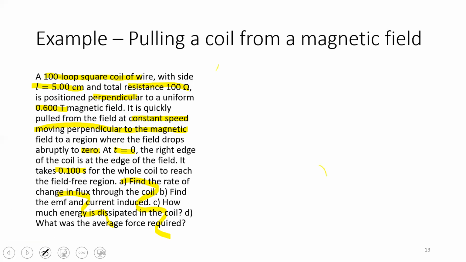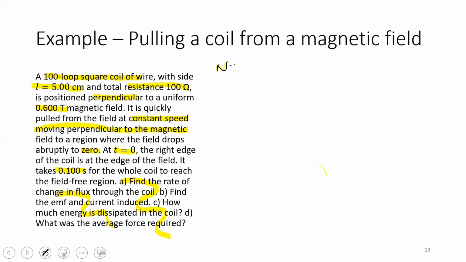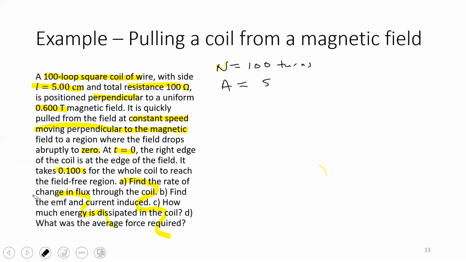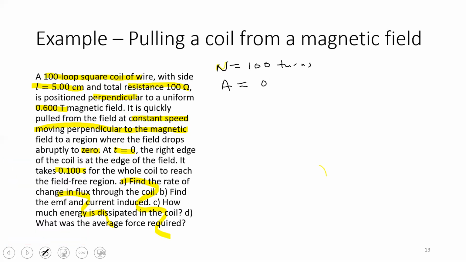We are given 100 loops or 100 turns of wire. We are given that it is a square with side 5 centimeters. So you know what? I'm going to switch that to a lovely 0.05 meters. And since we're squaring it, we'll just do 0.05 squared, meters squared.